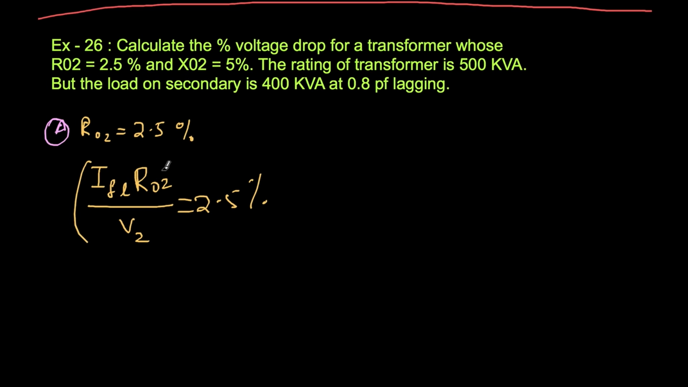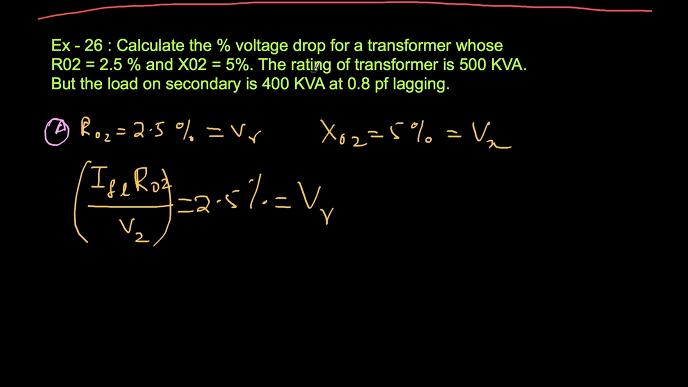Now this is also nothing but VR, what we have defined earlier, the voltage drop because of the resistance. So therefore this is nothing but small VR. Similarly, X02 is 5%, and this is nothing but Vx. So that part is good.